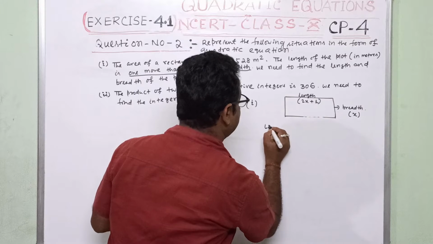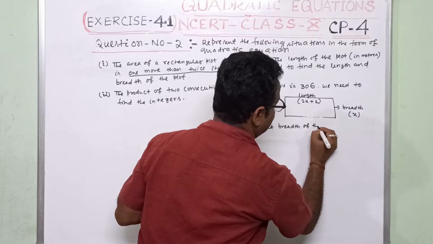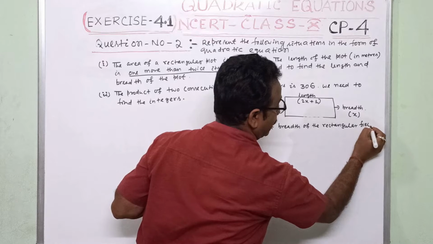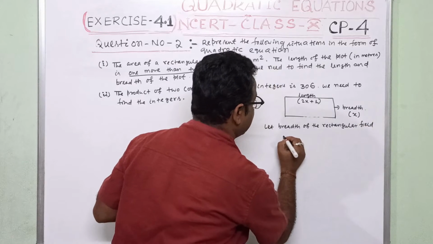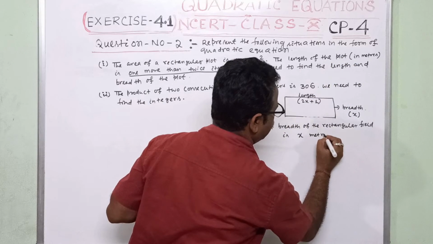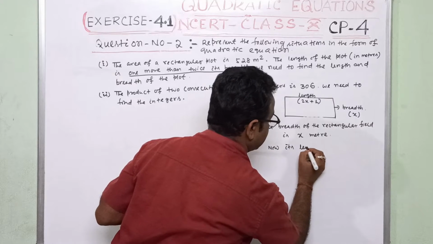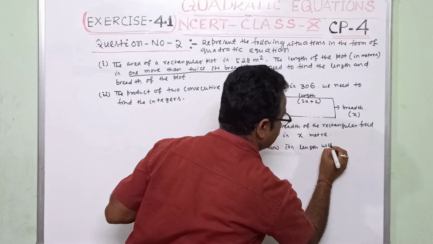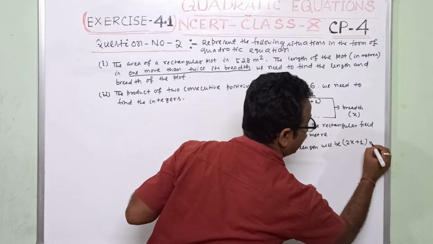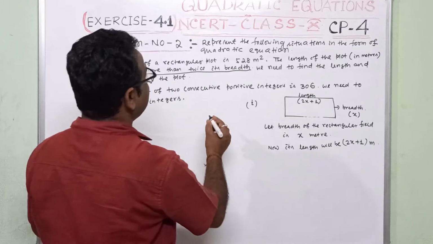So now, let the breadth of the rectangular field be x meters. Now its length will be 2x plus 1 meter, as per given in the question. So now what is given?